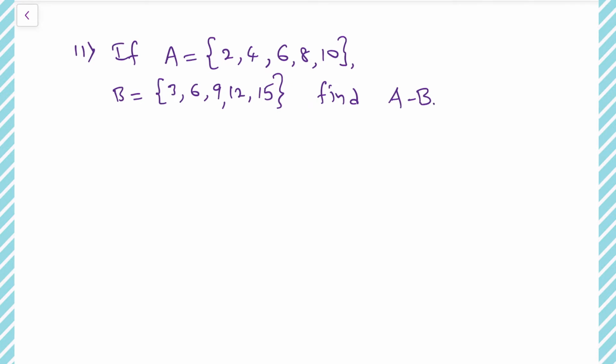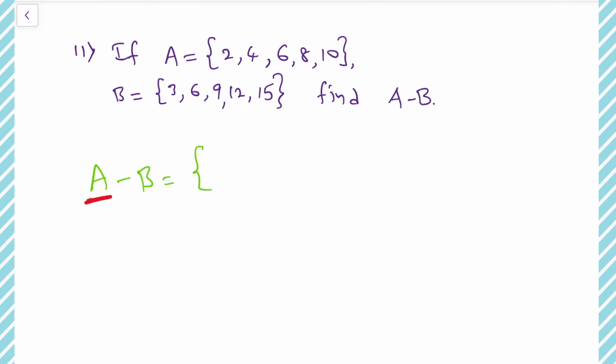Next question. If set A is equal to {2, 4, 6, 8, 10} and set B is equal to {3, 6, 9, 12, 15}, then find A minus B. So set A minus set B is equal to A minus B. It means from the set A, we need to remove all the elements which are there in set B.